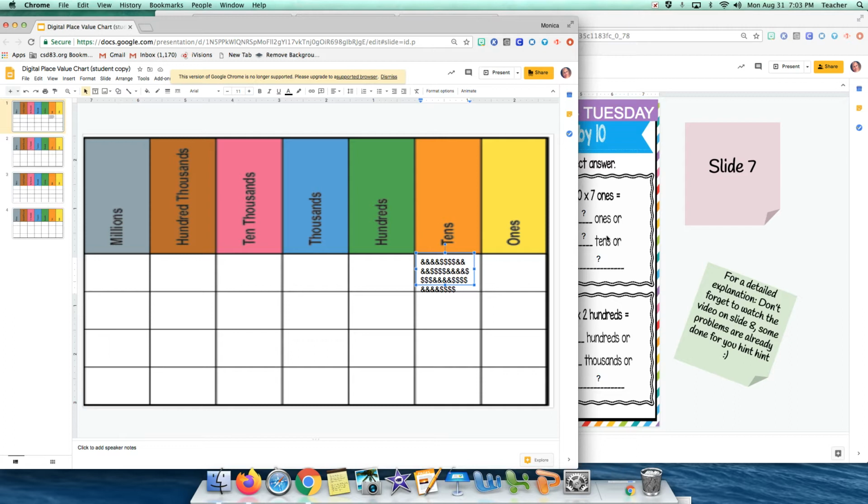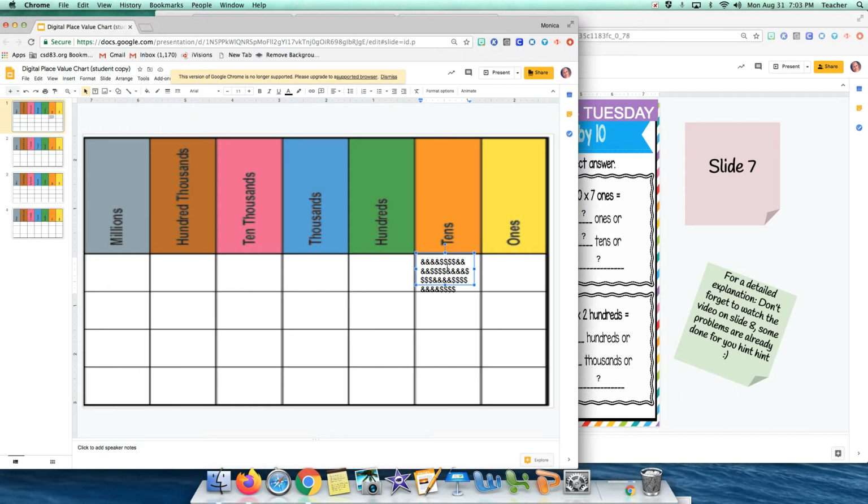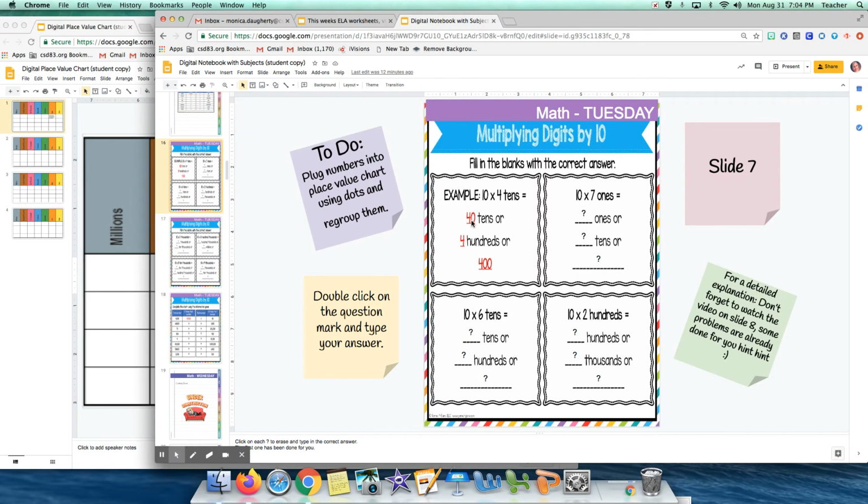That's what I did. Or you could do the river method where you do 4 times 1 is 4, and then you drop down the 0 to have 40. So I would count every single one of these, and here I have 40 dots or symbols. So that's where they're getting 40 tens. So 10 times 4 tens equals 40 tens, or 4 hundreds is what they're saying.